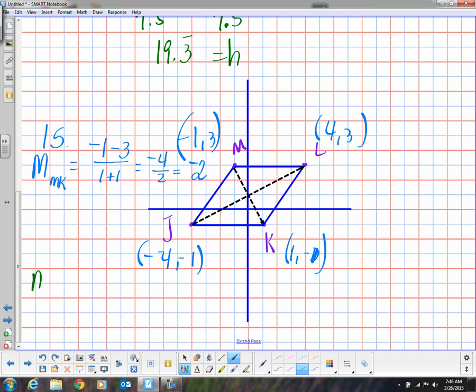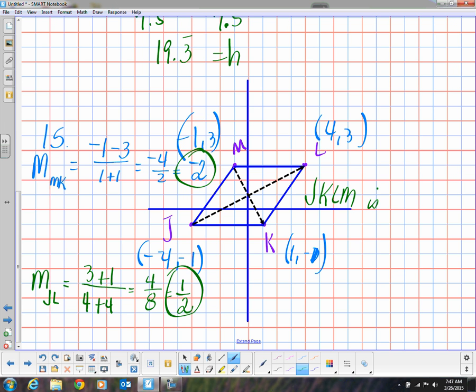So now we're going to say the slope of JL. So I'm going to do 3 minus a -1, and then 4 minus a -4. So that's going to be 4/8, which reduces to what? 1/2. You have -2. You've got +1/2. What's that relationship? Opposite reciprocals. So JKLM is a rhombus, and what's the reason? Because the diagonals are perpendicular.